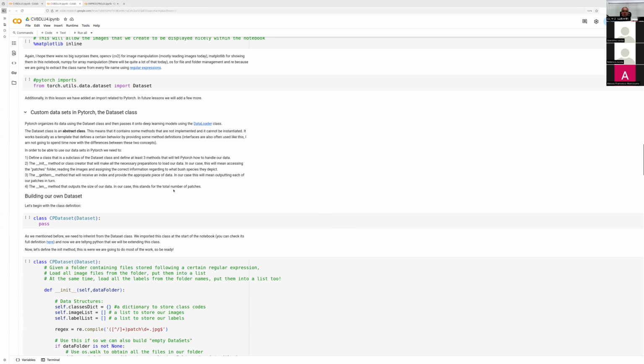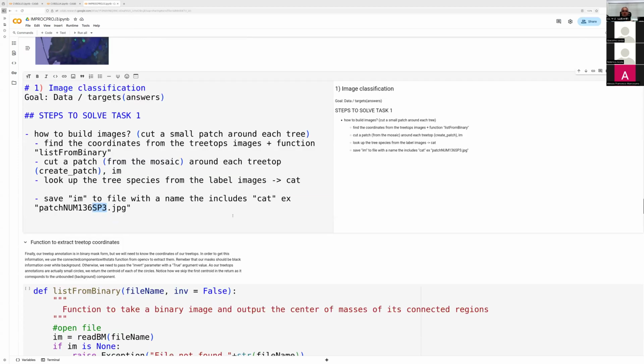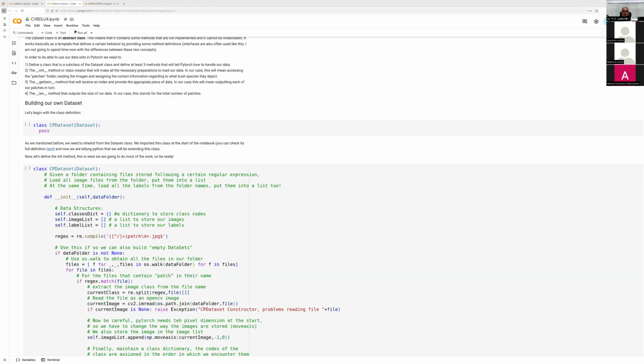Because you will get lots and lots of information about it. And if you follow the same convention of using something patch and then the species, then you can basically use the same data set for your code. So in task number 1, you will have to prepare things so they can be read by a data set.